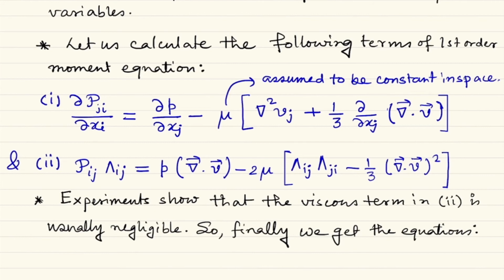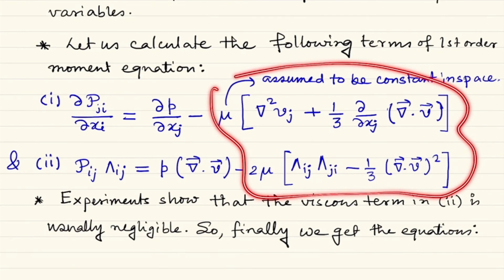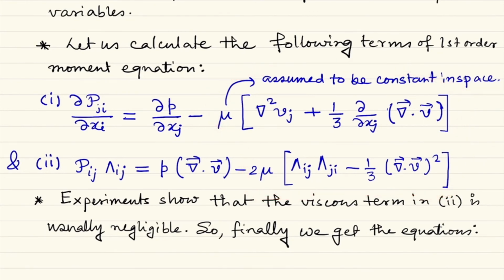So then we can write the double contraction term of the p tensor and the lambda tensor in the energy equation, which was previously just this term. Now we'll have an additional term like this. Both these terms are due to g. Okay, g means the perturbation over the local Maxwellian.